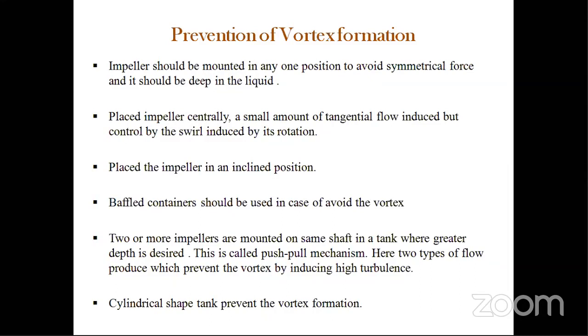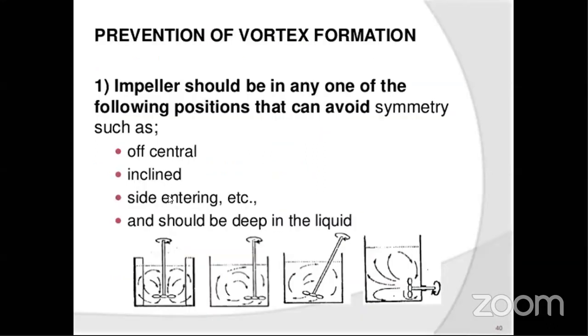If we maintain an optimized mixing speed, in this way we can also control vortex formation. Next, place the impeller in an inclined position. Inclined means just move the shaft from the center and place the impeller in an inclined position. You can see this inclined position in the third picture. Inclined means a 45-degree angle in the liquid mixing process. When you bend the mixing shaft at a 45-degree angle, this is called the inclined position.